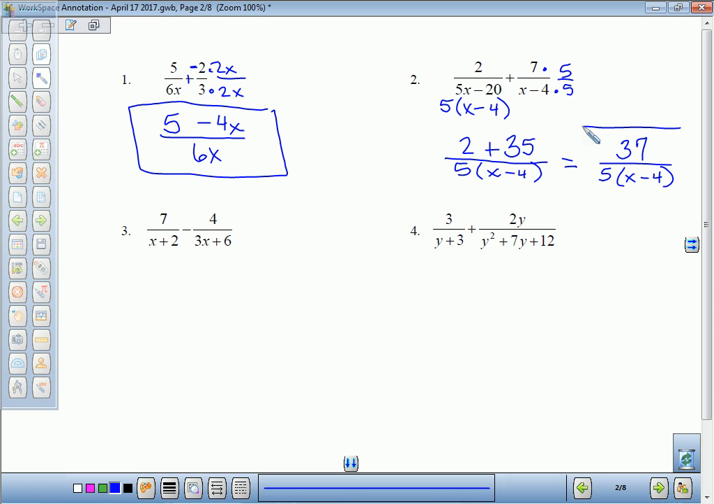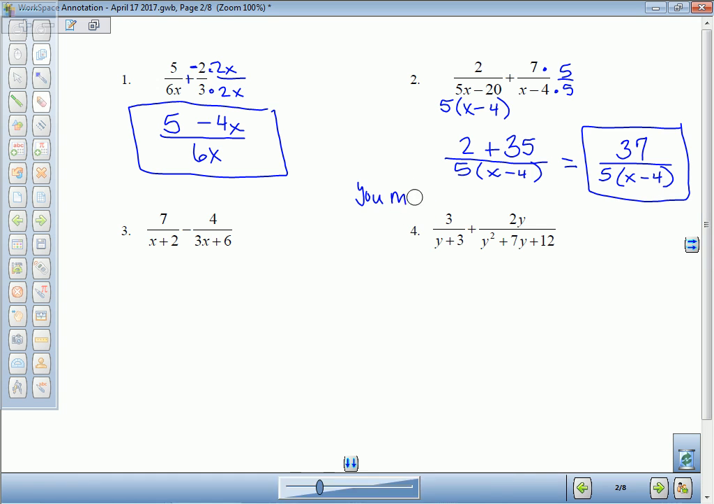Now, I'm going to allow you to leave your denominators in factored form. Okay? I'm going to allow you to leave the denominators in factored form. So let me write this down here. You may leave denominators in factored form.